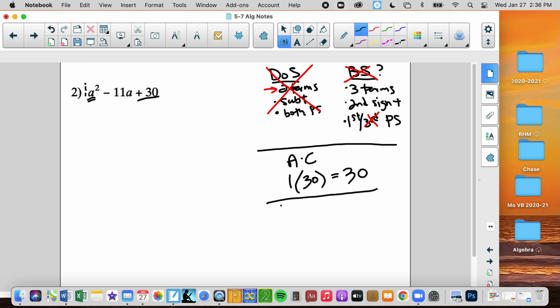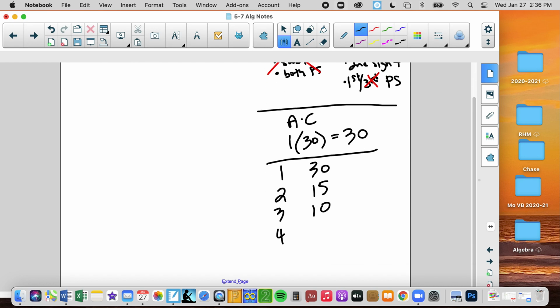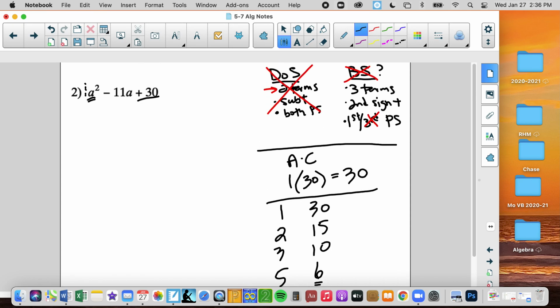And then I want the factors of that number. What are the factors of 30? The factors of 30 are 1 and 30, 2 and 15, 3 and 10, 4 and, no, 4 doesn't go into it, 5, yes, 5 and 6. And I don't have to go any further because what comes after 5 is 6, and we've already gone around the horn. Good.